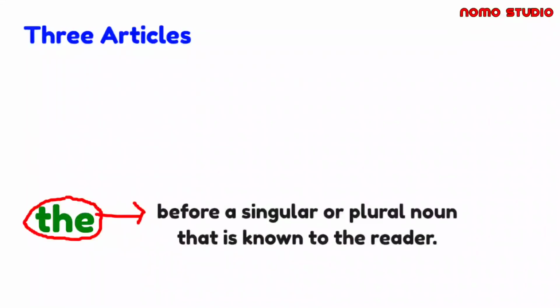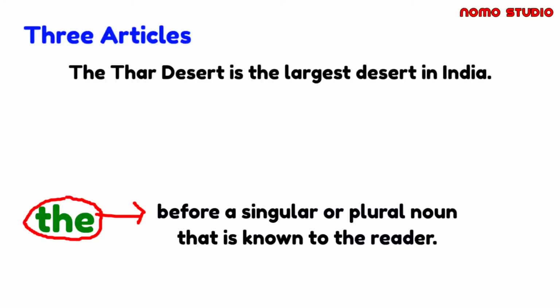Last article. Remember to use this only before a singular or plural noun that is known to the reader. Example: the Thar Desert is the largest desert in India. Here, we use the, since the desert mentioned in the sentence is known, which is the Thar Desert.